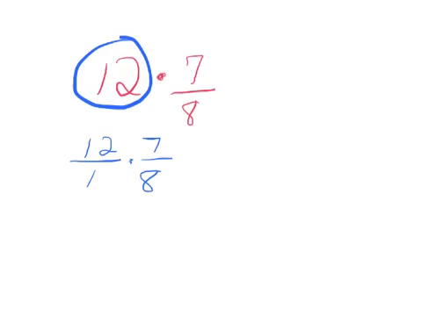Now in this one I could actually cross cancel, because when I look at my diagonals I have a 12 and an 8. I notice that 4 can be divided into both of them. So I'm actually going to cross cancel first. 4 goes into 12 3 times and 4 goes into 8 2 times. Now I can multiply. 3 times 7 is 21 and 1 times 2 is 2.